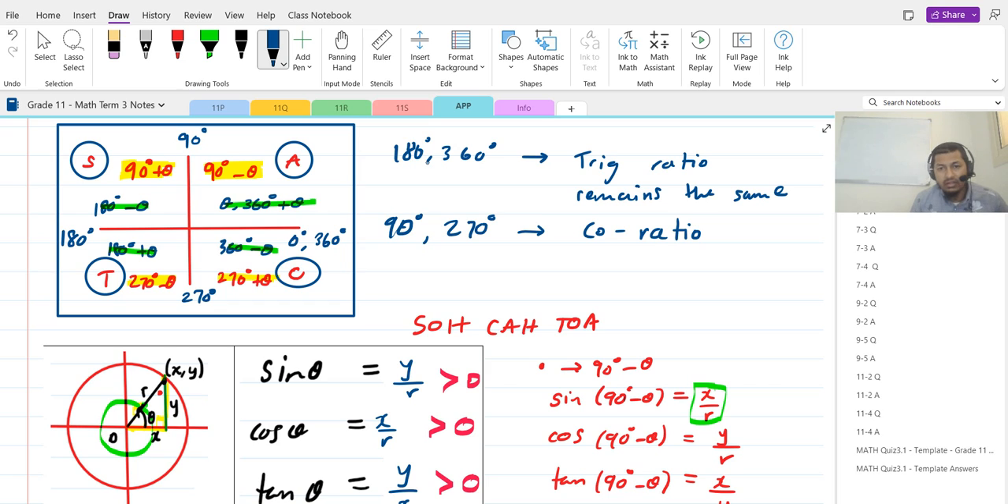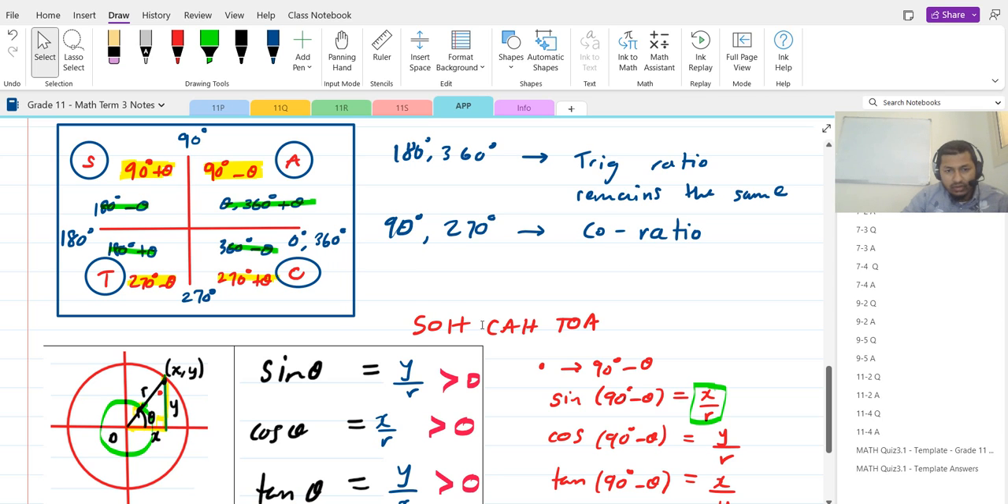Right, so you either add a co or you remove a co. Example, tan becomes cotangent, the full word. So tan becomes cot, secant becomes cosecant, and vice versa, obviously. Secant will become cosecant, in other words cosec, and cosec will reduce to sec. And so you have three co-ratio pairs: sine becoming cos, cos becoming sine, sec becoming cosec, cosec becoming sec, cot becoming tan, and tan becoming cot. Only with 90 and 270. That's what we call a co-ratio.